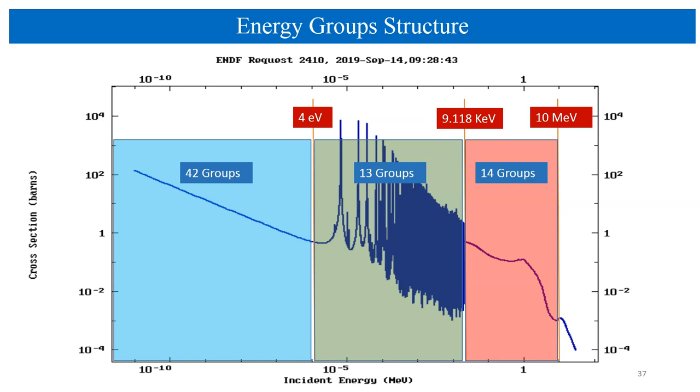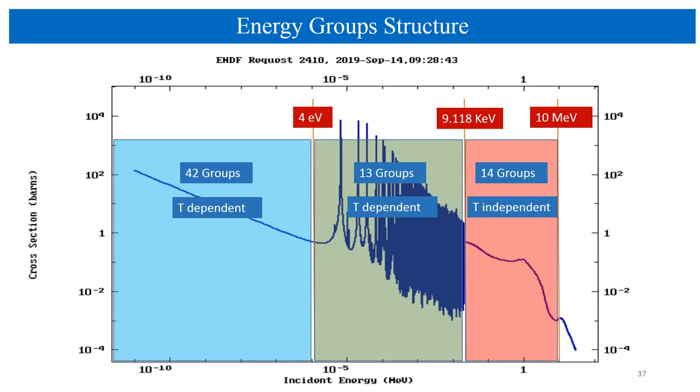So WIMS consists of 69 groups, 14 groups for fast, and it is temperature independent, because fast neutrons will see the medium as a free gas. It will not recognize the bonding between atoms inside a molecule, as an example. So it is temperature independent. In the intermediate region and in the thermal region, we have temperature dependent groups. It means that the cross section inside this group may vary according to the temperature.